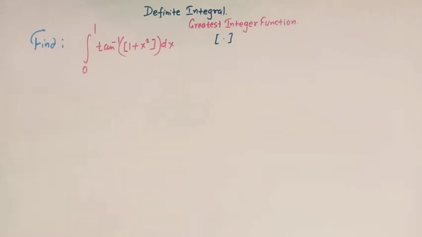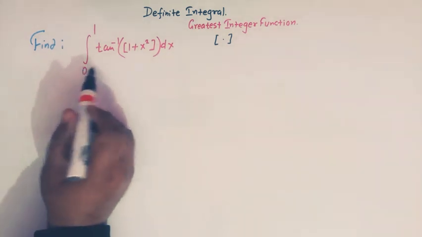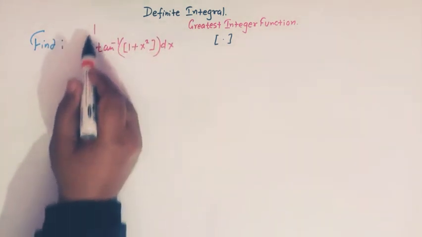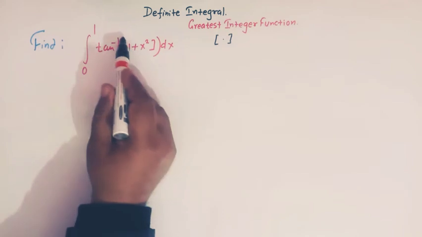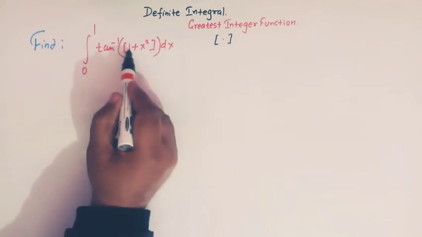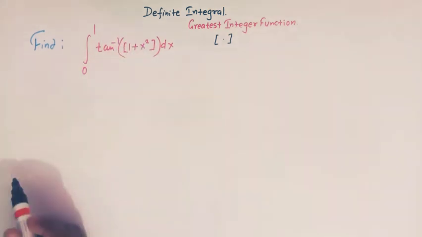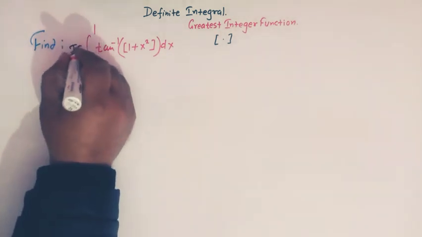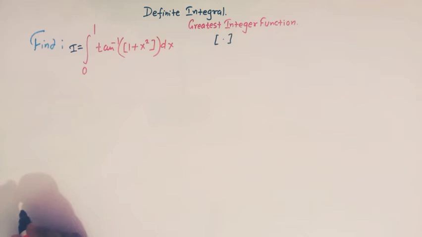Hello viewers, in today's class we are going to discuss one important definite integral involving the greatest integer function. So here we have to evaluate this integral from 0 to 1 of tan inverse of the greatest integer of 1 plus x square. So let us start. Let us first call this integral as I.